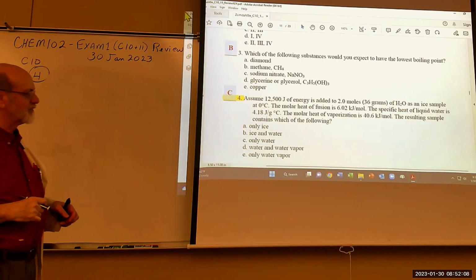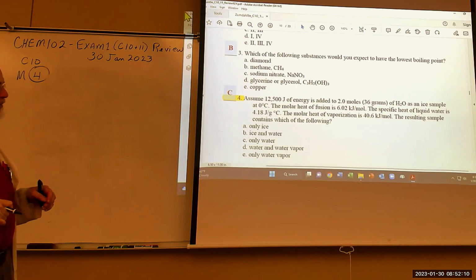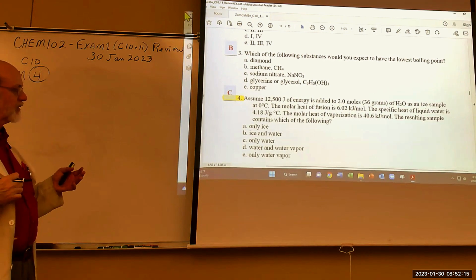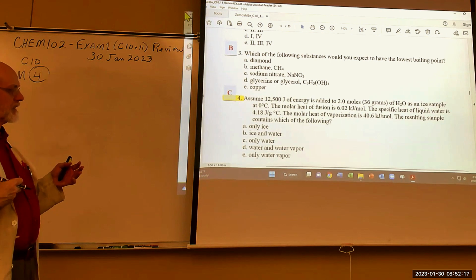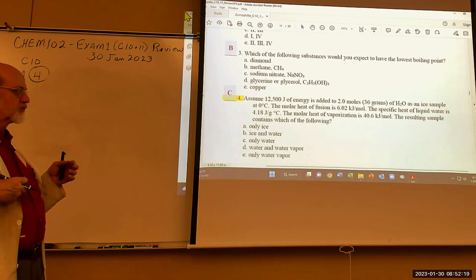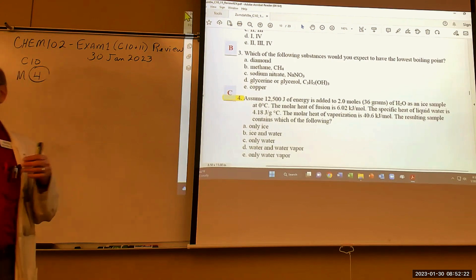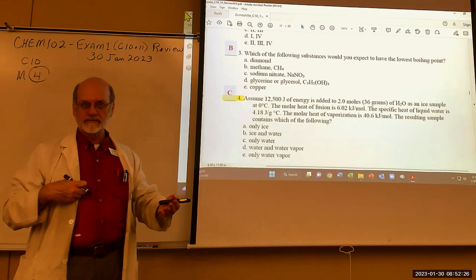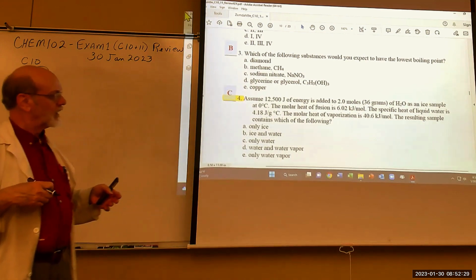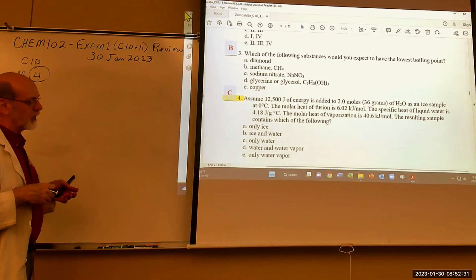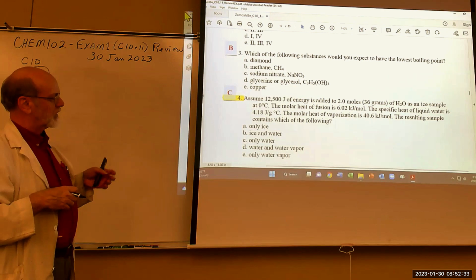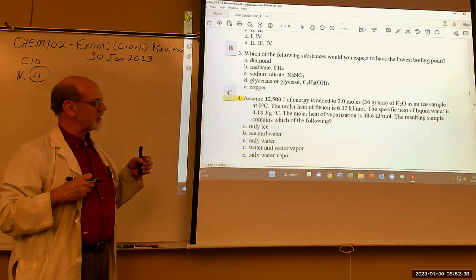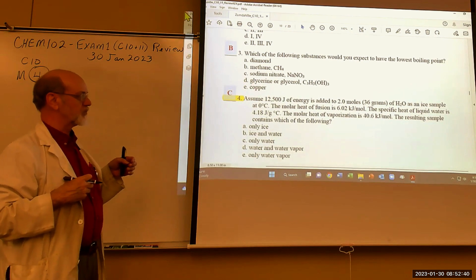Assume 12,500 joules of energy is added to 2 moles or 36 grams of water as an ice sample at 0 degrees. The molar heat of fusion is 6 kilojoules per mole. That is, how much heat does it take to melt the mole of water? That many joules. The specific heat of liquid water is 4.18 joules per gram degree centigrade. And the molar heat of vaporization is 40.6 kilojoules per mole.